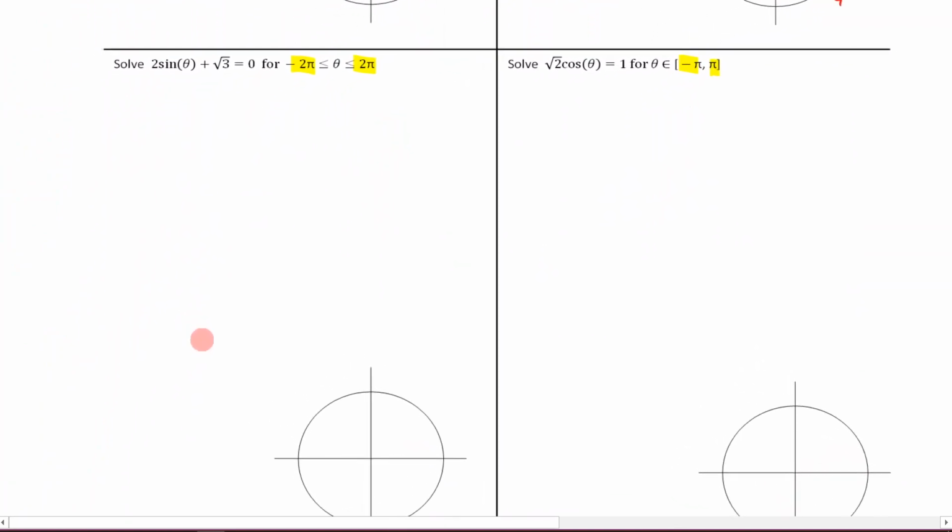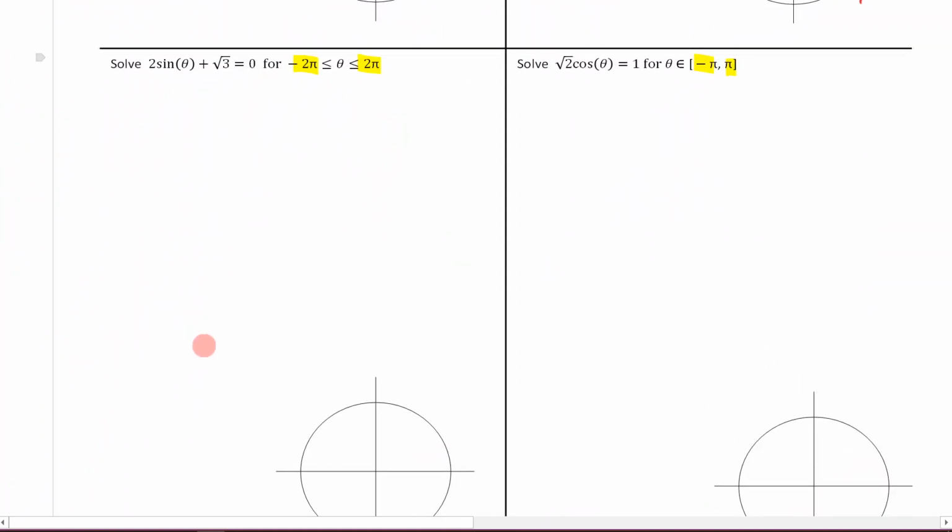All right, this is going to be an interesting one. The reason why it's interesting is, as you can see by my domain, I'm going backwards as well as forwards, which is always fun. Okay, how are we going to do this? We're going to go sine of theta is equal to, now I have to rearrange it first, but rearranging is really quite easy. I'm going to minus the square root of 3 and then divide by 2.